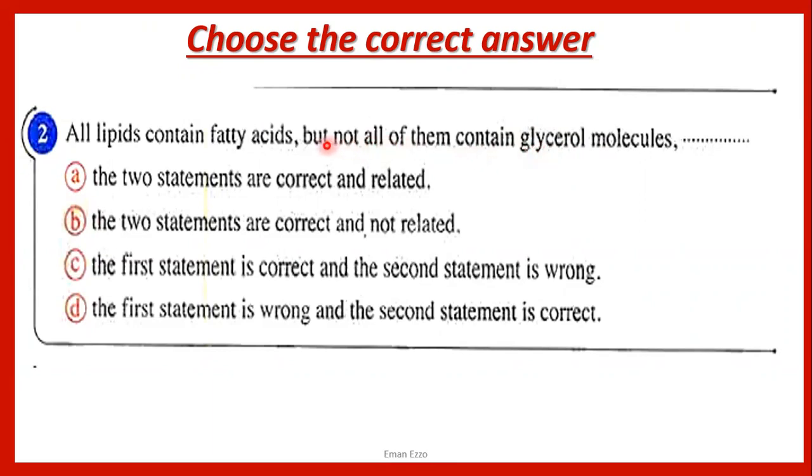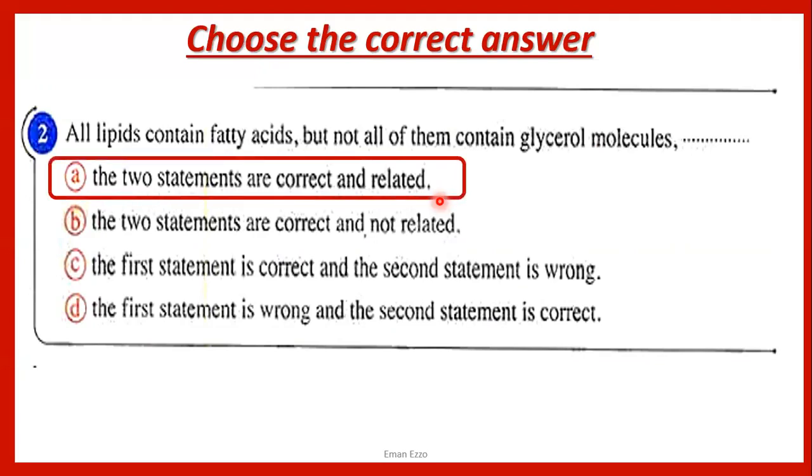طيب هنا بيقول لنا related ولا not related. related معناها ان هما بيتكلموا على same subject. هنا احنا بنتكلم على الليبيدز، فهنا the two statements are correct and related. يبقى احنا هنا هنختار number A. The next question.